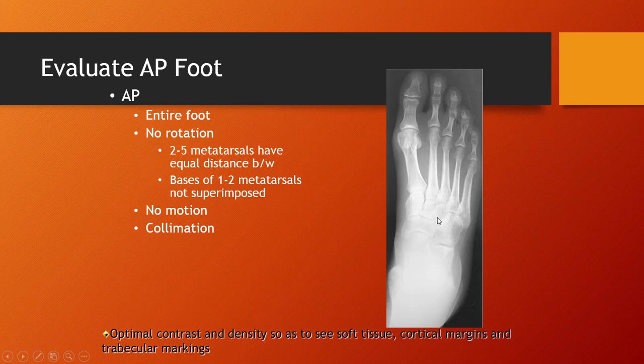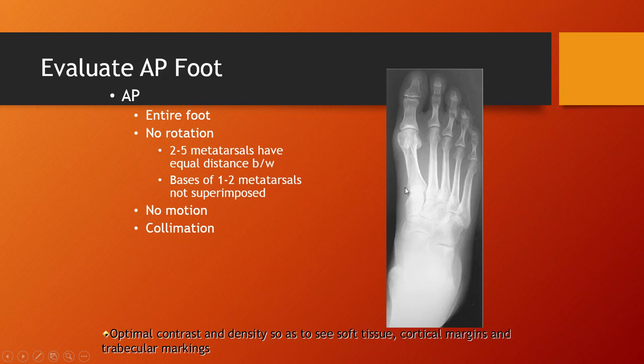So when we're evaluating our AP foot, we should have our entire foot that includes the calcaneus. You'll see a portion of that tib fib. You'll have your navicular, your cuboid, and your cuneiforms, your metatarsals, and all of your phalanges. Your second to fifth metatarsals will have equal distance in between them, and the bases of the first and second metatarsals will not be superimposed.